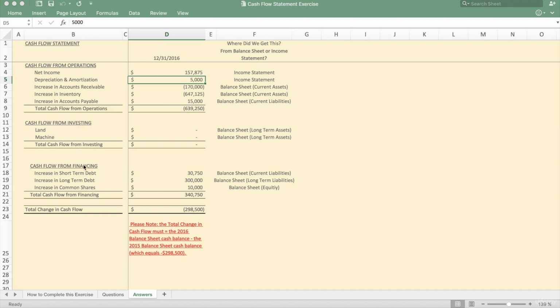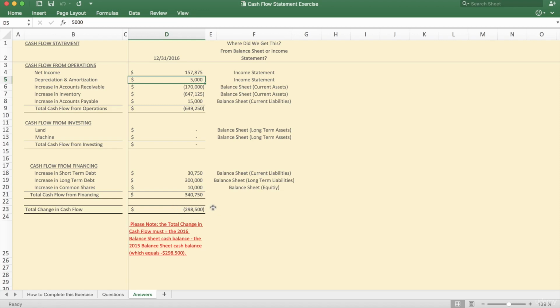And then lastly, cash flow from financing. We actually increased our debt a bit for short and long term, as well as common shares. And so add all that stuff together, this guy, and this guy, and that gets you negative $298,500. And I wrote here, please note the change in cash flow has to equal the balance sheet from the current year minus the balance sheet from the last year's cash position. So our cash position decreased by this much.